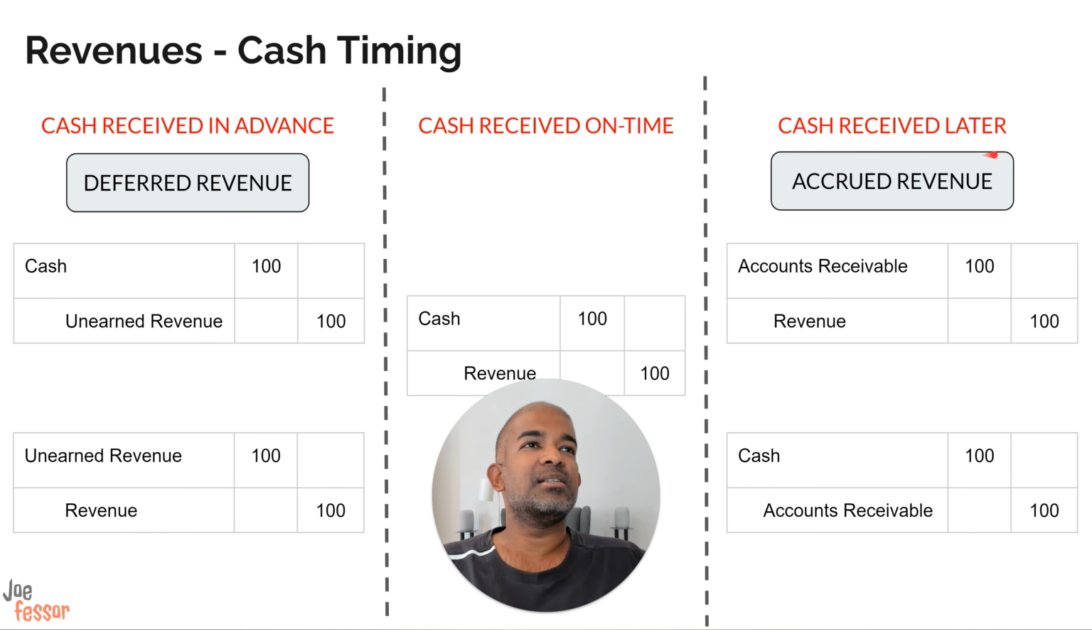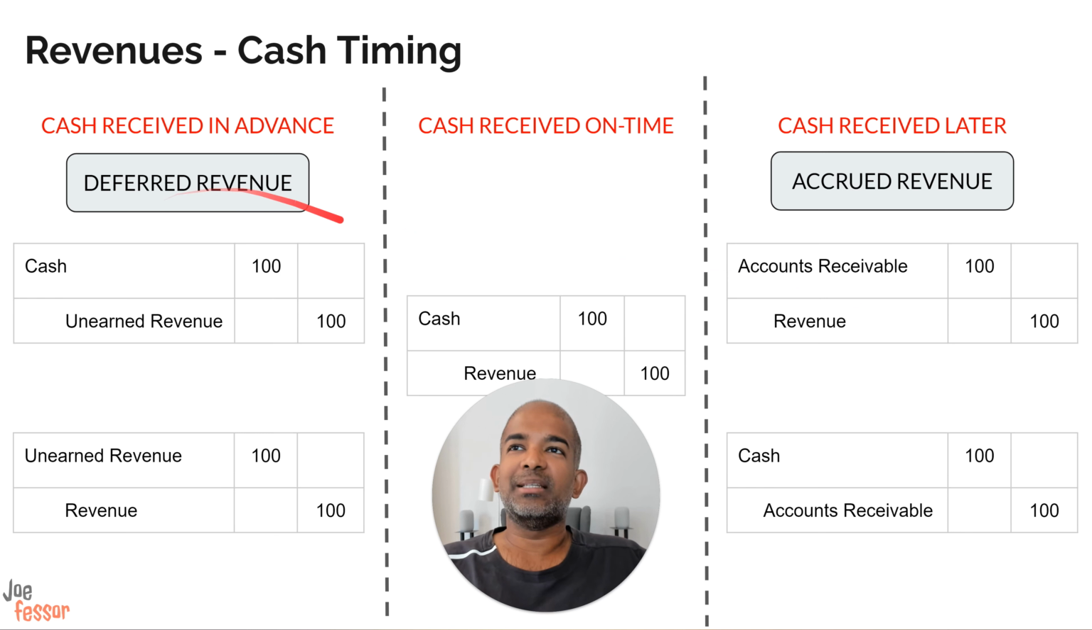When cash is received later, we saw that it falls under the accrued revenue account. So you would debit your accounts receivable account to show that you would collect this money later, and you would credit your revenue account. This is the journal entry you make when the revenue has been earned. Later when cash is collected, you would debit your cash account and you would reverse your accounts receivable to show that you don't have a receivable anymore. So you would credit that account.